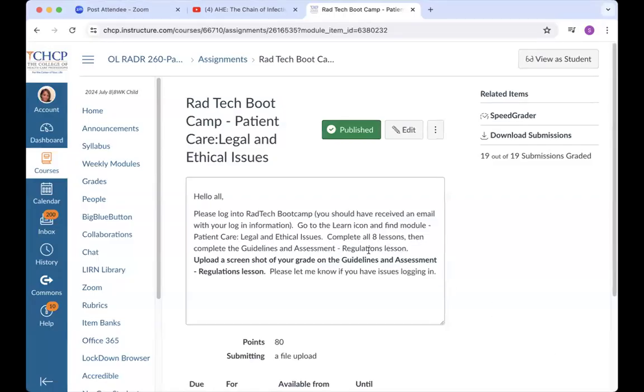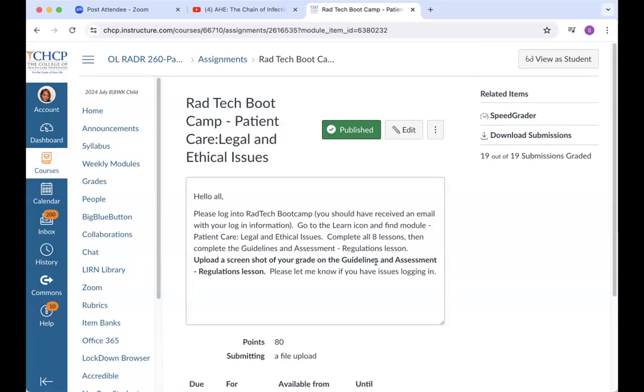Okay, so this was the one from last week. It says, go to the learn icon, find the module, patient care, the legal and ethical issues. Complete all 8 lessons, and then complete the guideline assessment regulation lesson, which should be the last lesson. And so that's what you're getting graded on, that last lesson. That's what your grade is coming from.